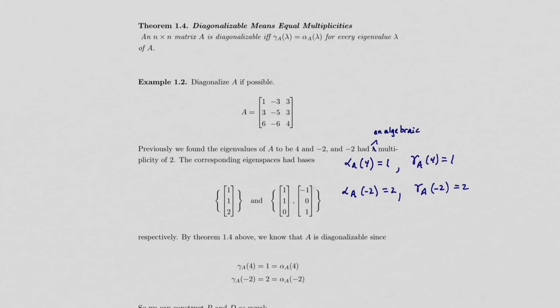We can summarize that here. The algebraic multiplicity of 4 is 1. The geometric multiplicity of 4 is also 1. The algebraic multiplicity of -2 is 2. The geometric multiplicity of -2 is 2. And since these multiplicities are equal and these multiplicities are equal to each other, that satisfies the condition for this theorem, and therefore we know that A is diagonalizable.